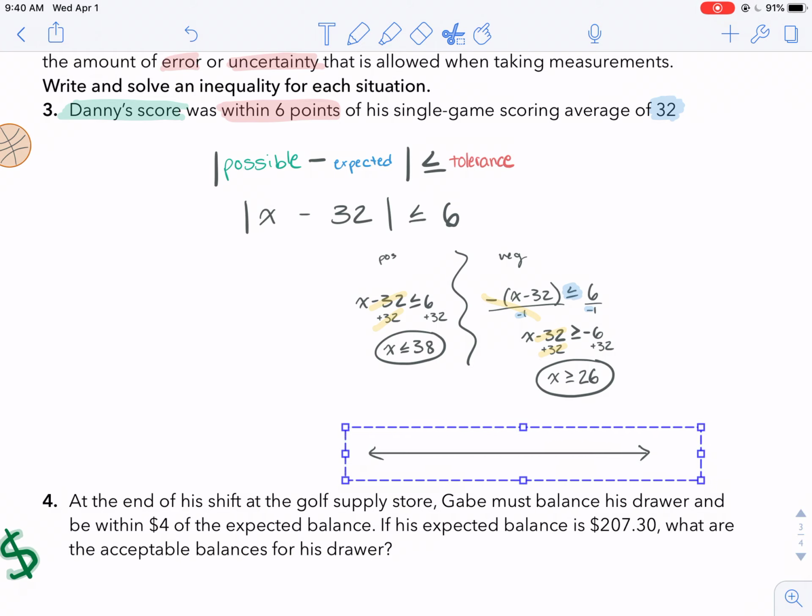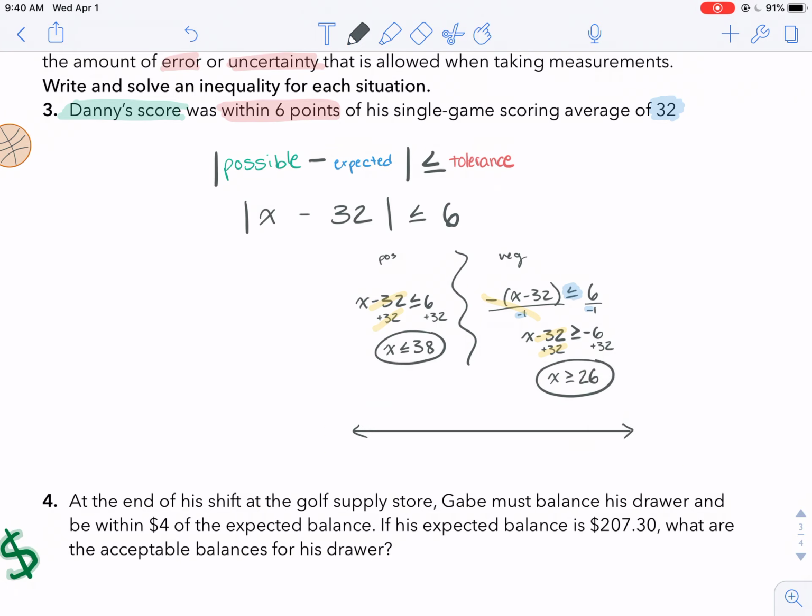Now when graphing word problems like these, I like to put my expected value. We expect Danny to get 32. I like to put that right in the middle. And we know he goes all the way up to 38, all the way down to 26.